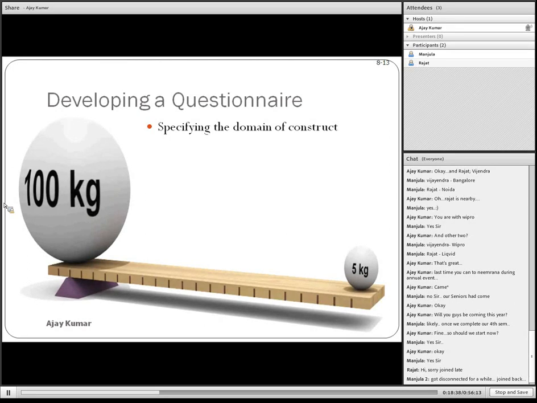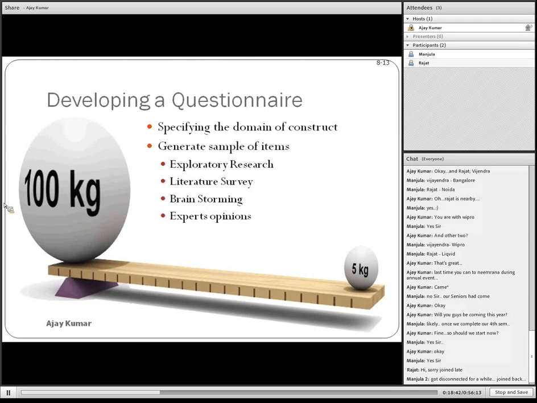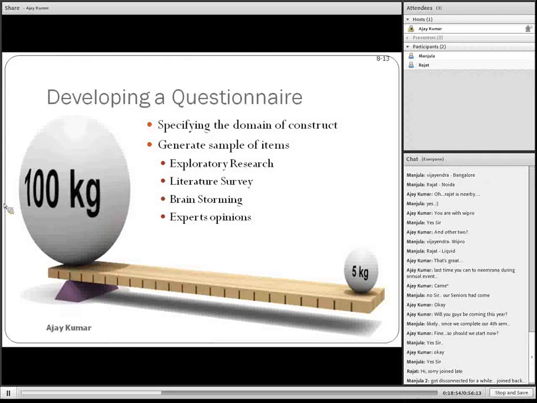All right. So once we have this domain defined, we will generate the sample of items. Items here, as we have already discussed, are nothing but questions. So now I have this domain, this sphere before me. What I will do is brainstorm and ask what questions you think should be asked in order to measure these parts which are actually inside our domain.